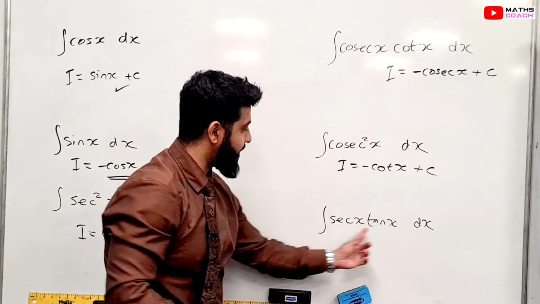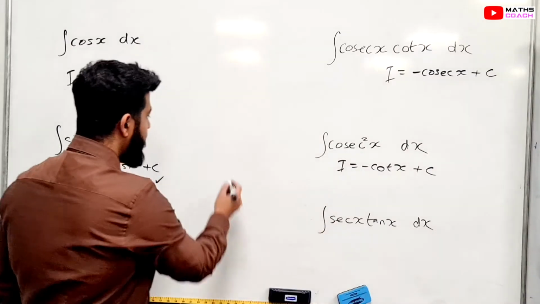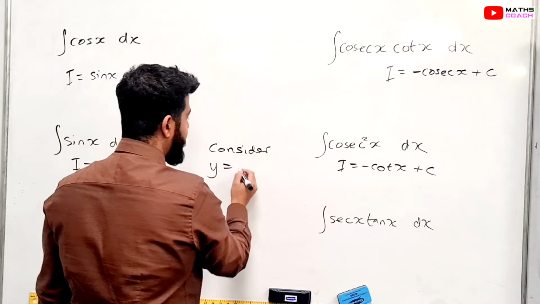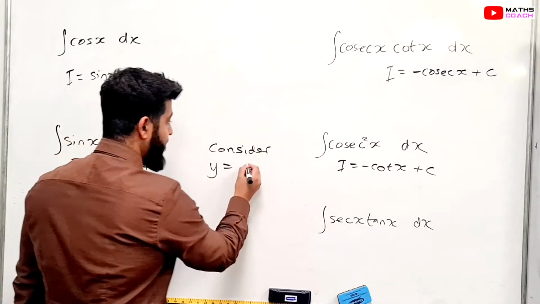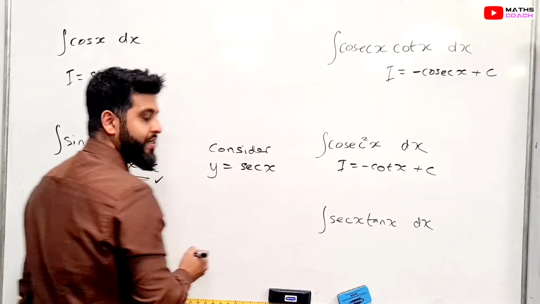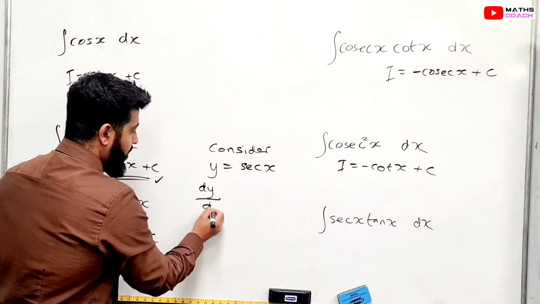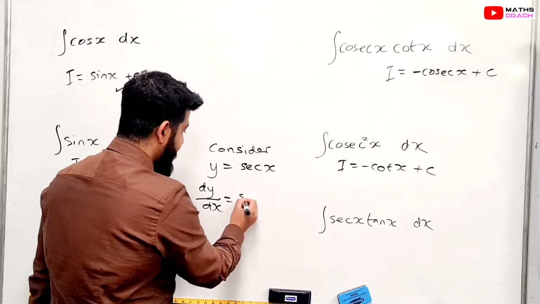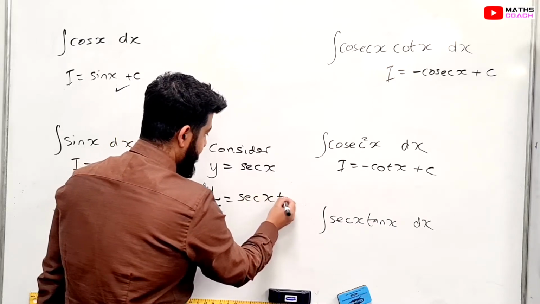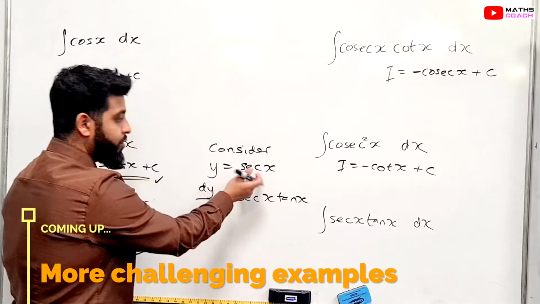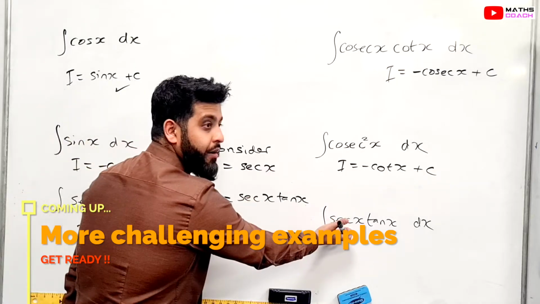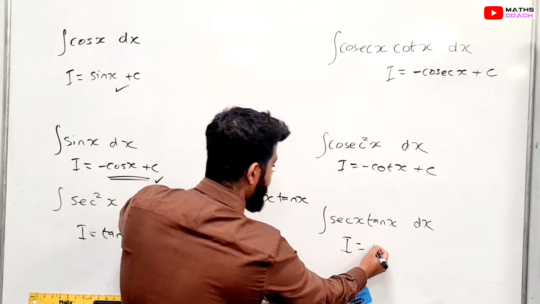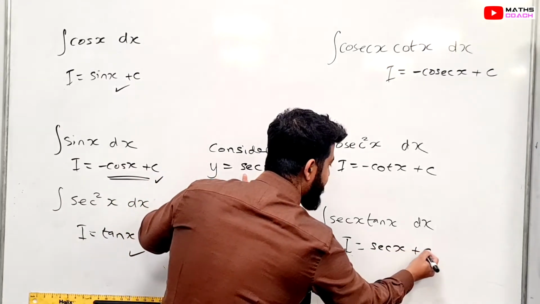Let's have a look at sec tan dx, yeah? So what will I consider for this? Where does sec tan come from? It comes from sec x. So when you do the dy dx of sec x, you get what? Sec tan. Right? And there's no sign change because this is exactly as we want it. So therefore, the integration of sec tan is sec x plus c.